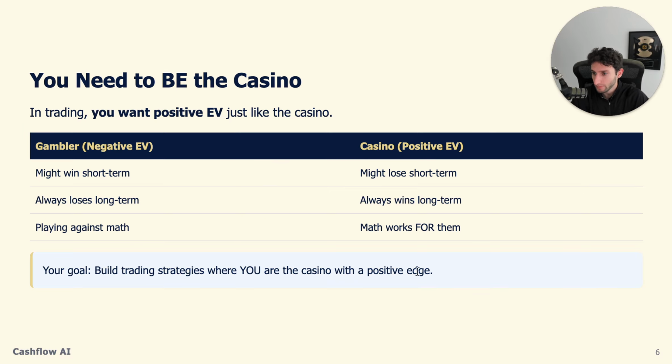So you need to be the casino when it comes to trading, especially in automated trading. You want positive EV just like the casino, right? Because if you have negative EV, you're going to lose over time. If you have positive EV, there's a very strong chance that over the long haul, you will make money. So you want to build trading strategies where you are basically the casino and you have the edge.